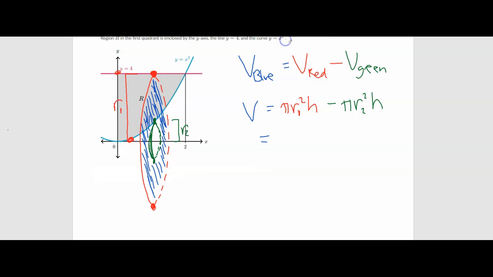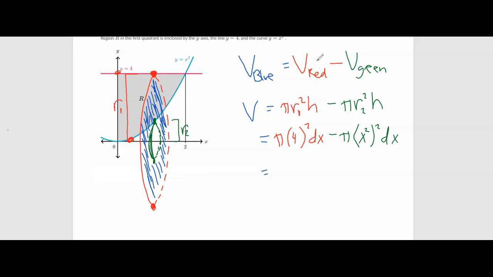Okay, if we look at what the radius of the red is, well, the radius of the red is the distance between the purple horizontal line and the x-axis. In this case, because that purple line is horizontal, the distance is always going to be the same. The distance is going to be 4. So our R1 is 4. Our height is dx. For the green, our radius, or r sub 2, is the distance between the blue curve and the x-axis. Now this is changing, right, because the blue curve is not always horizontal. But it's just going to be the y value of that blue curve, which is x squared. And our height, again, is going to be dx.